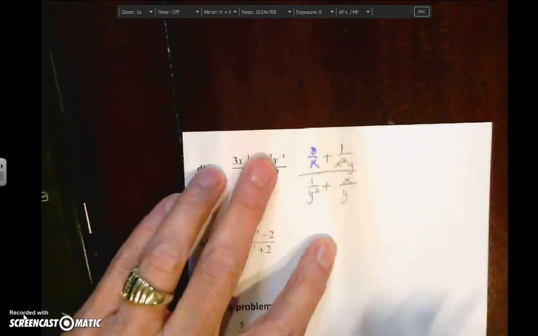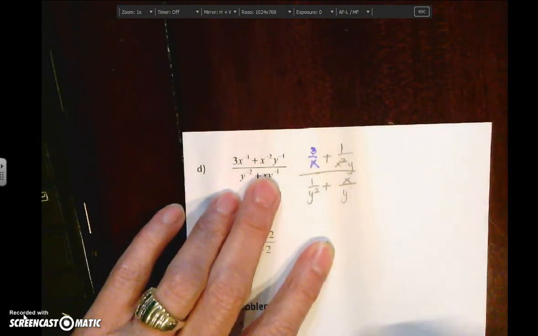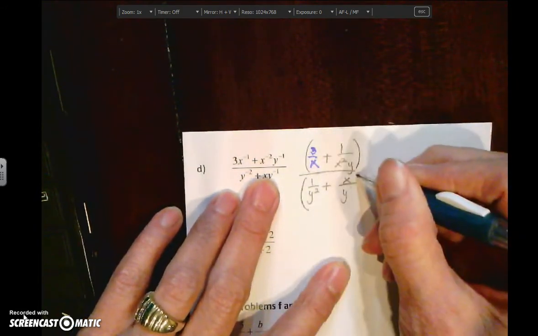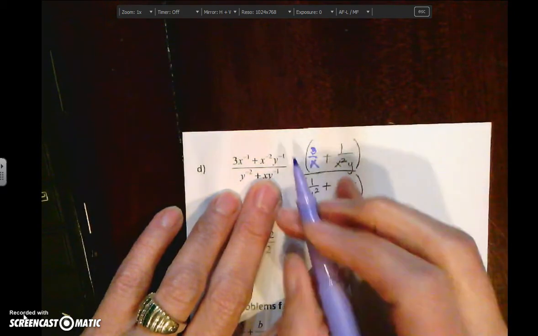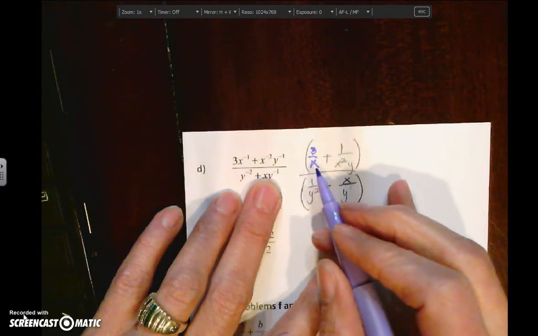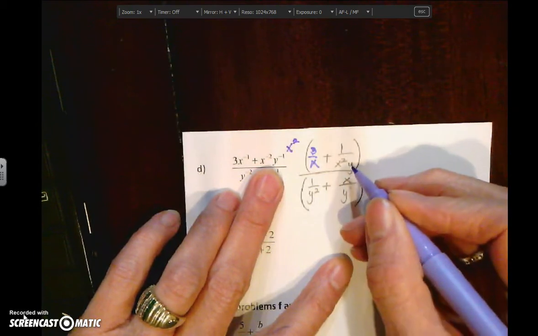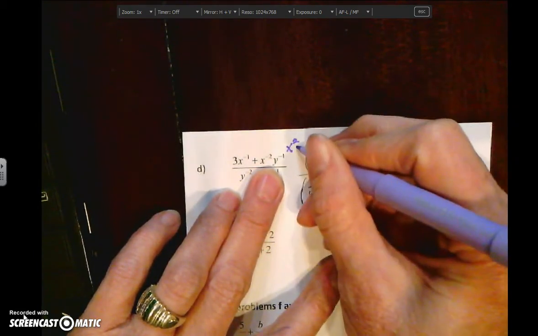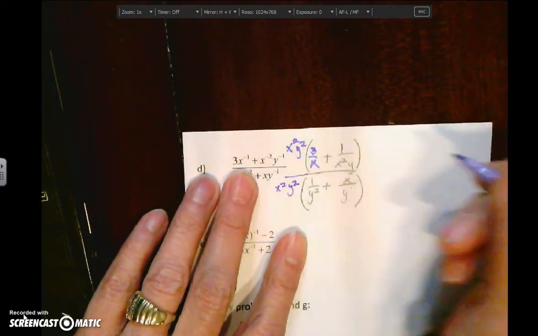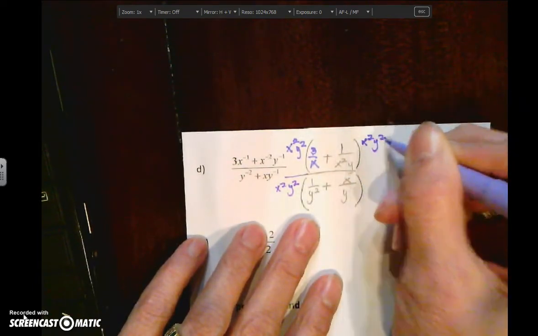All right, so now we have it written, and you can see that this is actually a complex fraction because we have fractions inside of our fractions. So we want to multiply through by our LCD, and the LCD, looking at all of the different denominators, looks like with x's, I have an x to the second as the largest exponent, and with my y's, I have a y to the second. So that LCD then is going to be x squared y squared. And I distribute it through, so I'm going to put it on the other side as well.